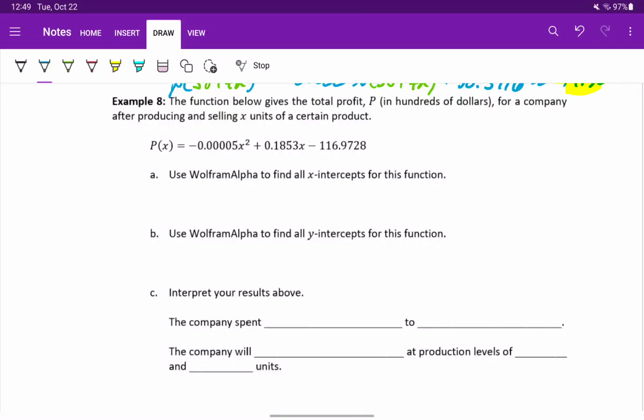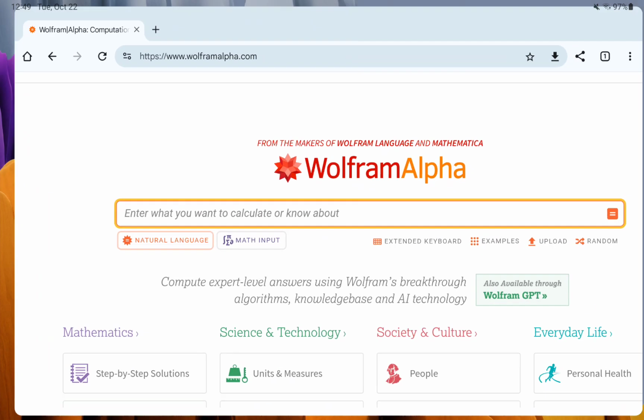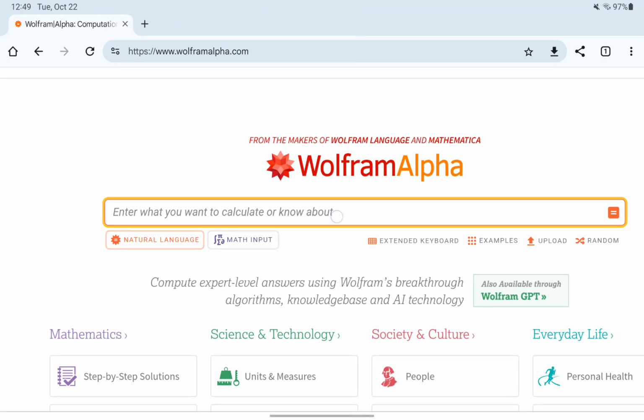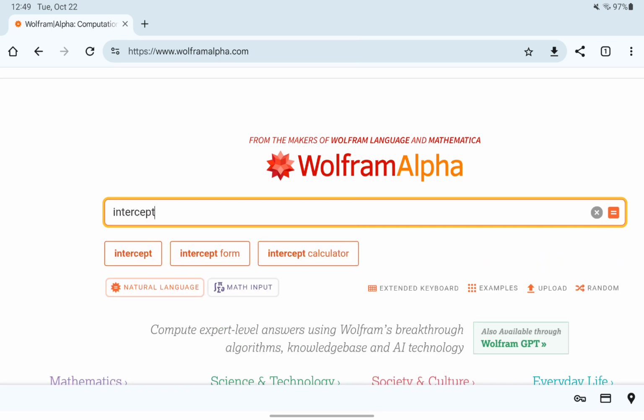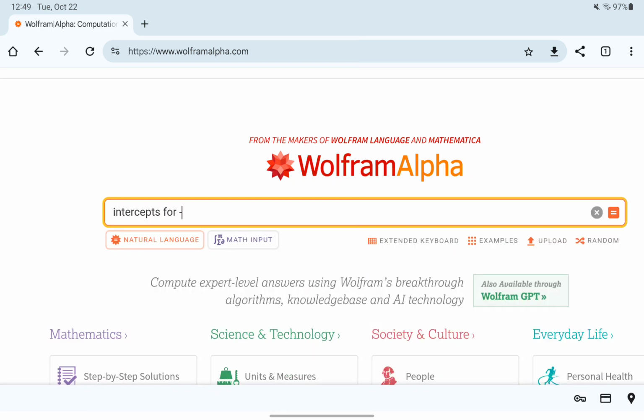In example 8, we're told that the function below gives us the total profit, P, in hundreds of dollars for a company after producing and selling X units of a certain product. We want to find all X and Y intercepts and then interpret those points. To do that, we can flip over to Wolfram Alpha and ask it to find intercepts for our function.